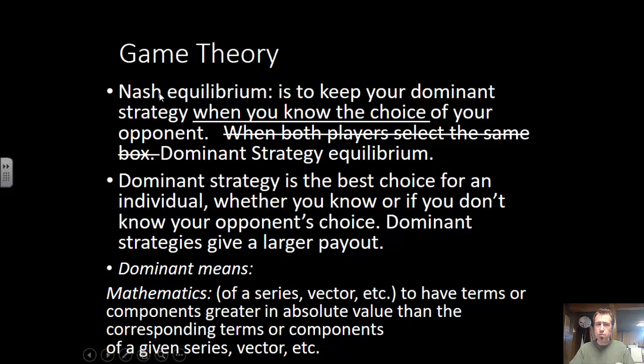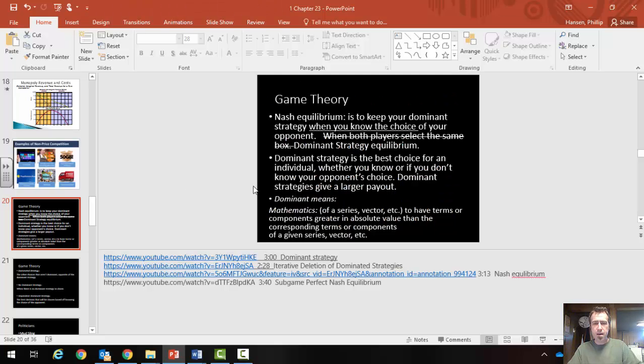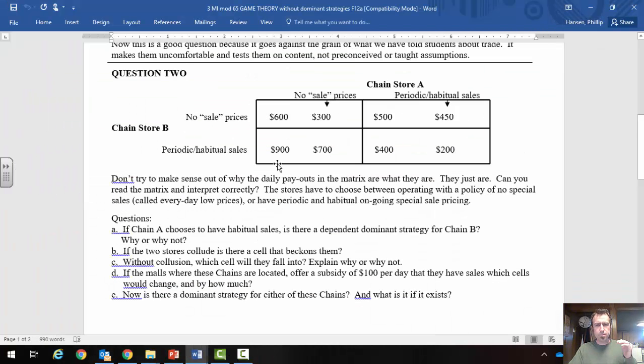Now, Nash equilibrium, we'll get to that, and there'll be some more examples in the videos following, but it's to keep your dominant strategy when you know the choice of your opponent. And so we'll get to that more later in the other videos. But let's go back to our example. For question A, there is a dependent dominant strategy. We'll answer the question in a little bit. Does chain store B and A have dominant strategies without knowing what the other store is going to do? So let's go to question B though.